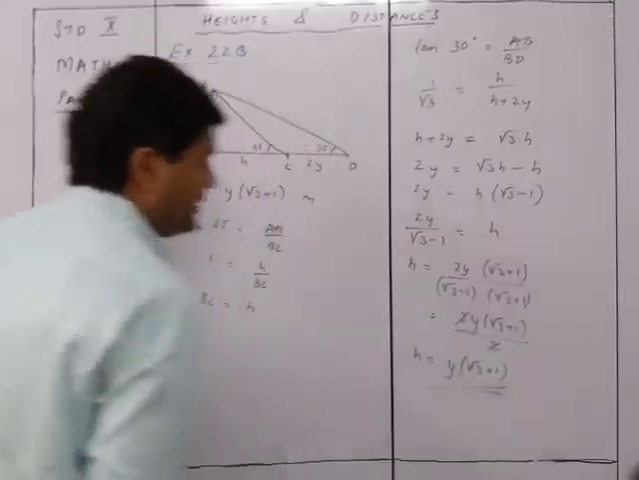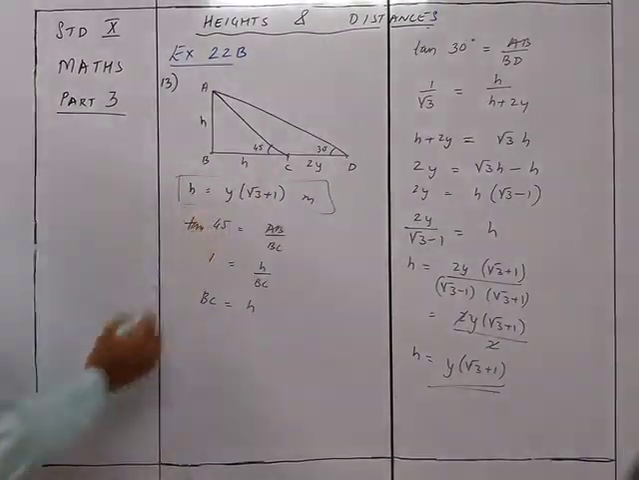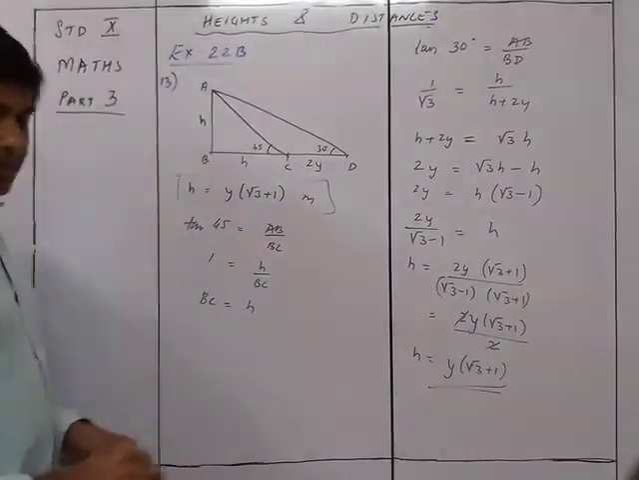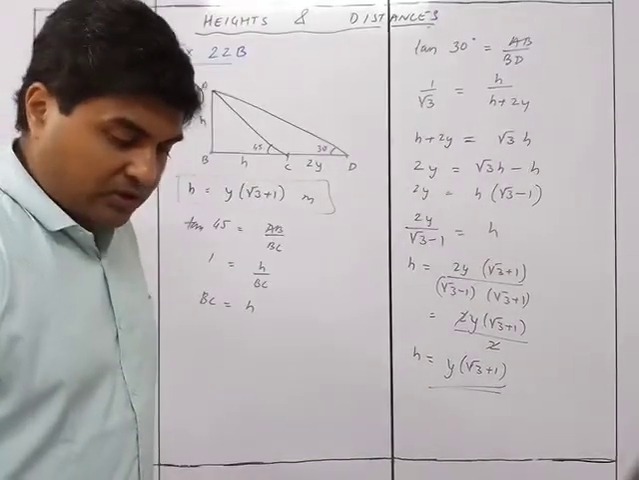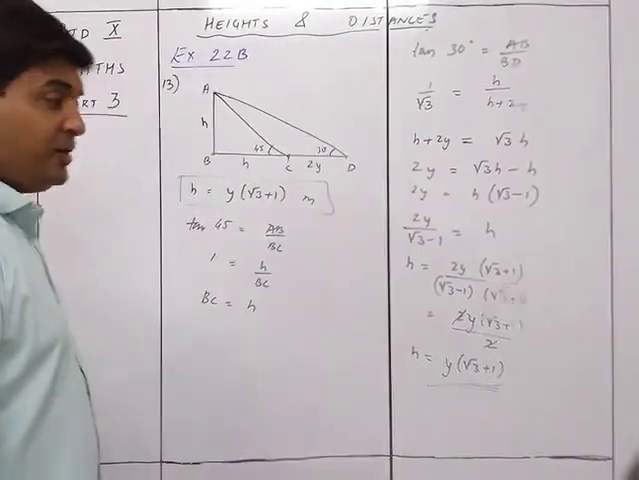So that's the required answer, and that was the required thing over here. So that is sum number 13. We now move on to the last sum, that is sum number 15.